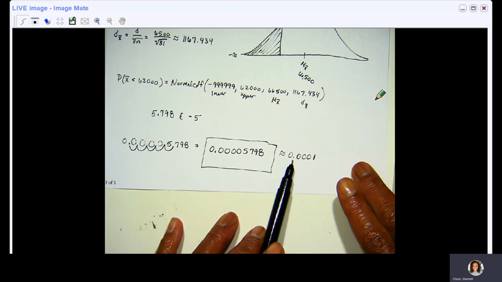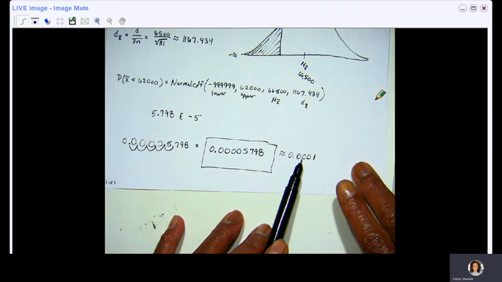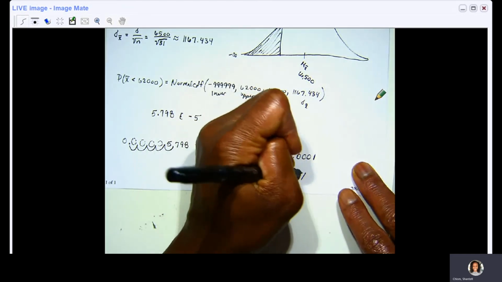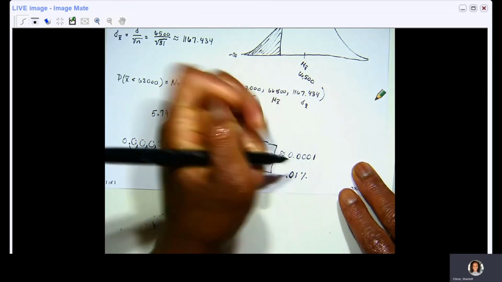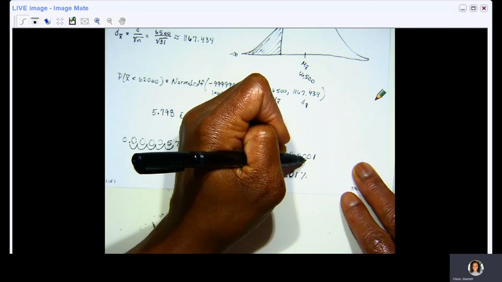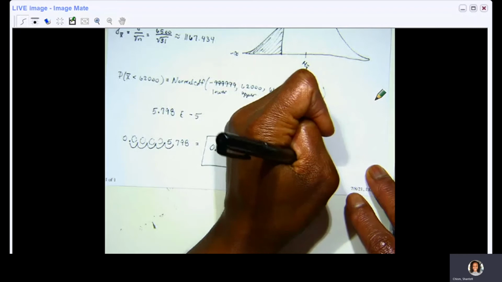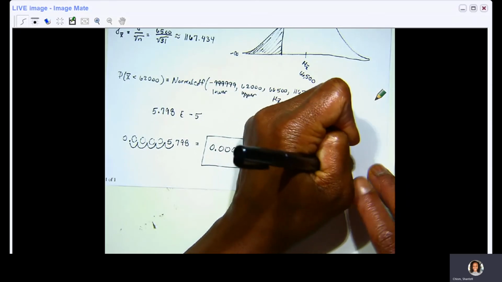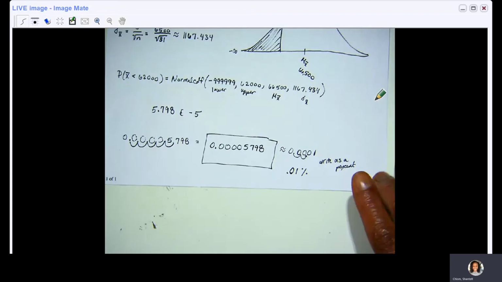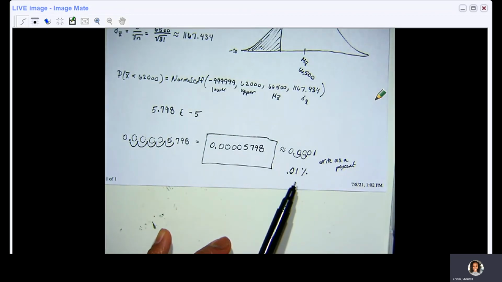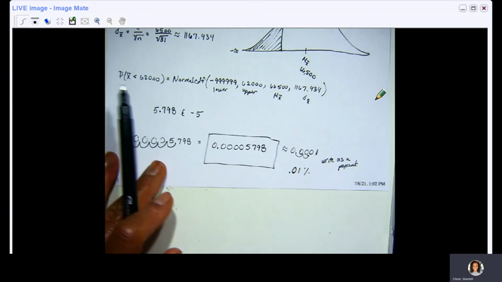Okay, we want to write it as a percent, which means I take my decimal and I move it 2 places to the right. So 1, 2. So this would be 0.01%, because I will move my decimal 2 places when I get ready to write as a percent. Technically it's still a decimal, but it's now in a percent form, okay?